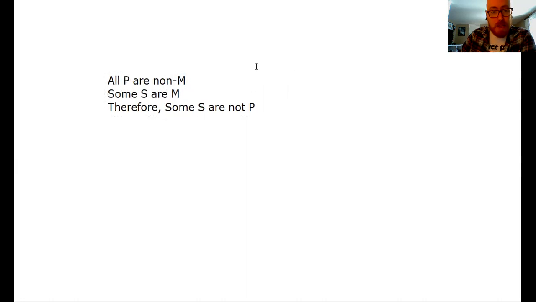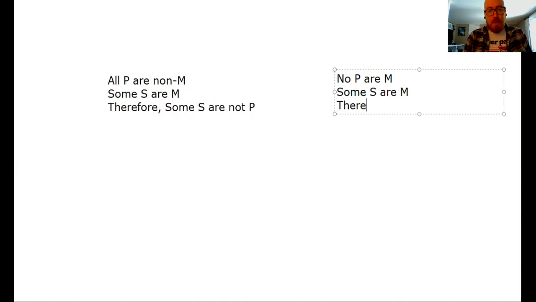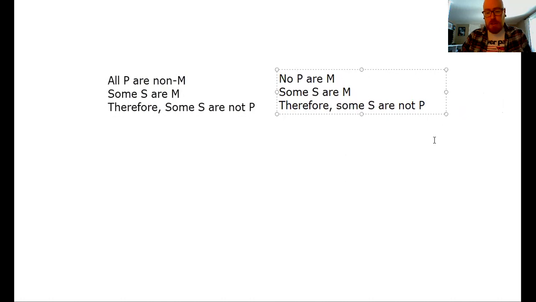But believe it or not, all P are non-M is actually logically equivalent to no P are M. So if we have no P are M, some S are M, therefore some S are not P, this syllogism over here is actually valid. This first syllogism is invalid. It's got four terms, and we've got two middle terms, neither one of which is being distributed.